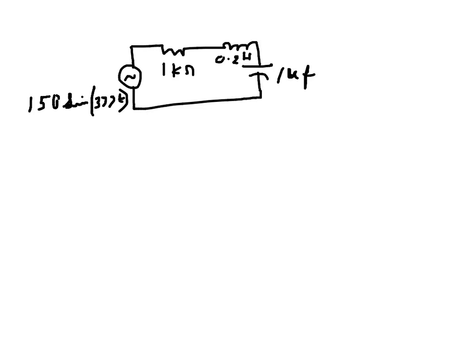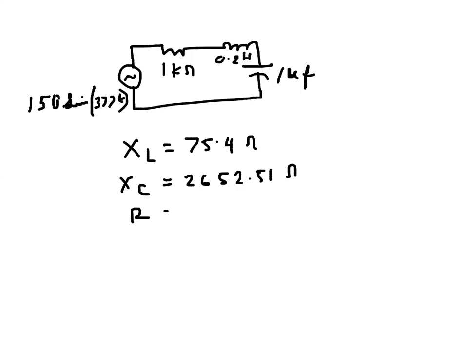If for the same problem I look at the current angle, I can see that the impedance values were: XL was 75.4 ohms, XC was 2652.51 ohms, and of course R was 1 kilo ohm, that is 1000 ohms. Now in order to find the impedance angle, if we draw the impedance diagram, this one is R.